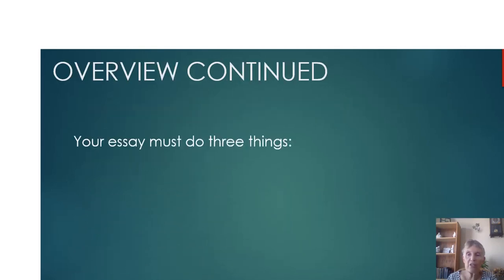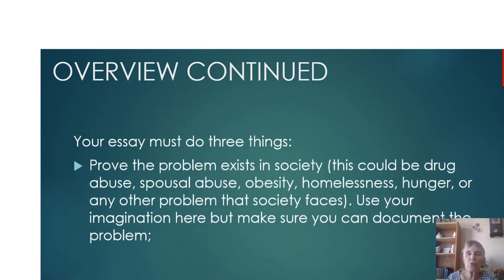A little bit more on the overview. It has to do 3 things. And this is where I'm going to tell you how it's going to be easy for you to do the 7 to 9 pages. You're going to prove the problem exists in society. It could be drug abuse, spousal abuse, obesity, homelessness, hunger. It could be anything that society faces. Maybe it's unemployment. Maybe it's that our schools are not supported enough. Whatever you want it to be.